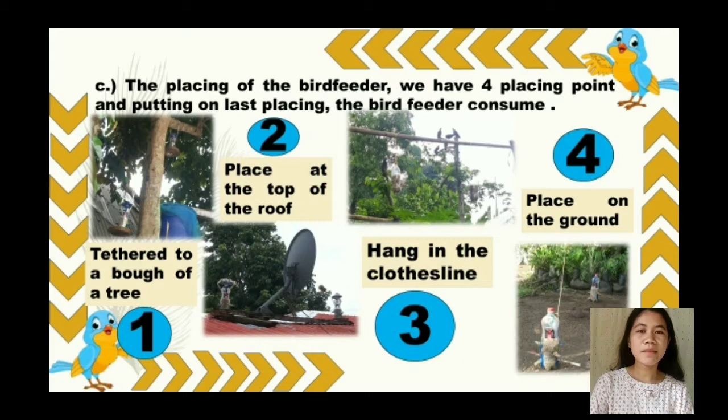Third, the placing of the bird feeder. We have 4 placing points and putting it on the last one, there were more feeds consumed. The first location is on a tree, above a tree. Second location placed at the top of the roof. Third location hung in the clothesline. Fourth location placed on the ground.